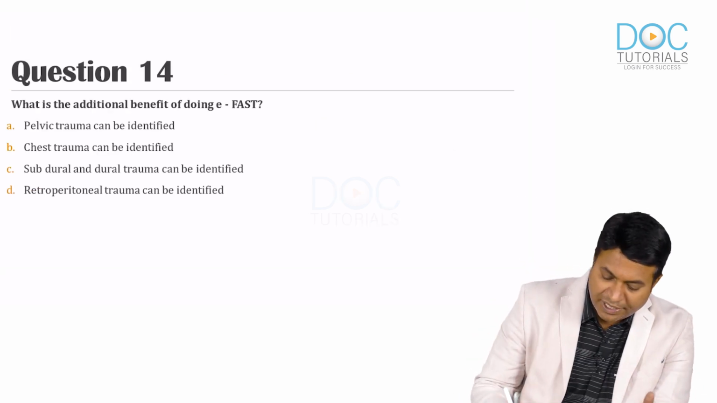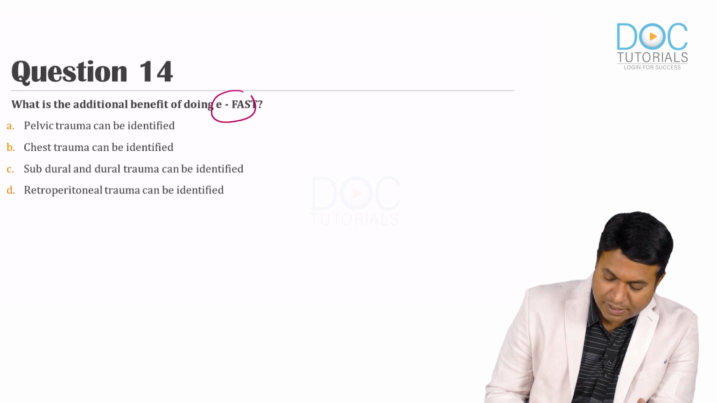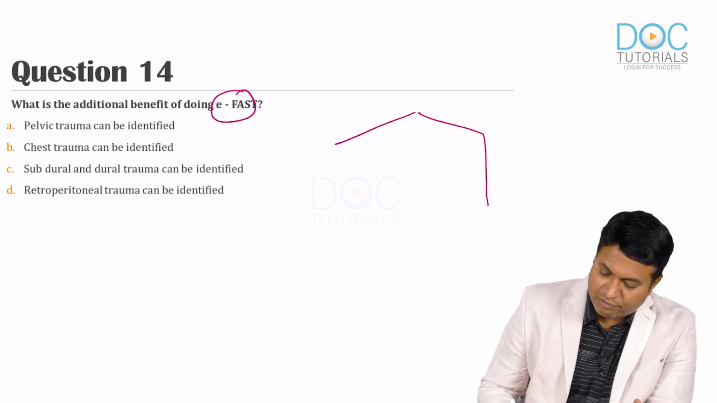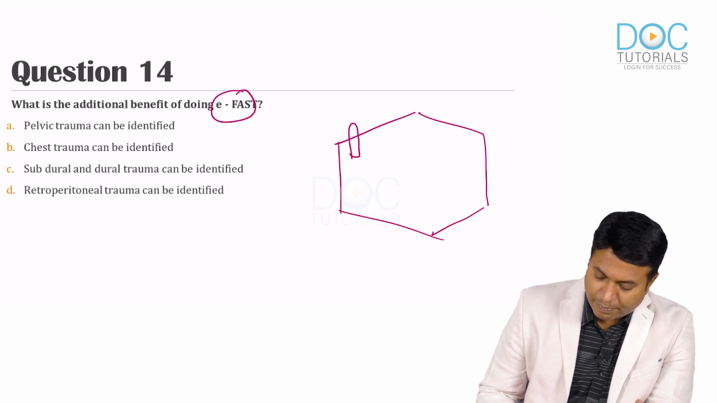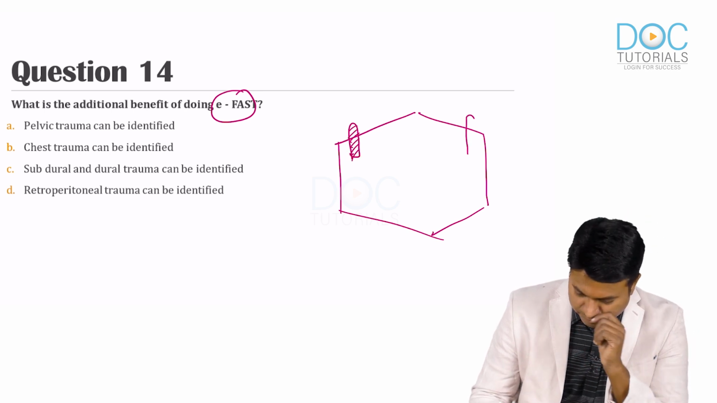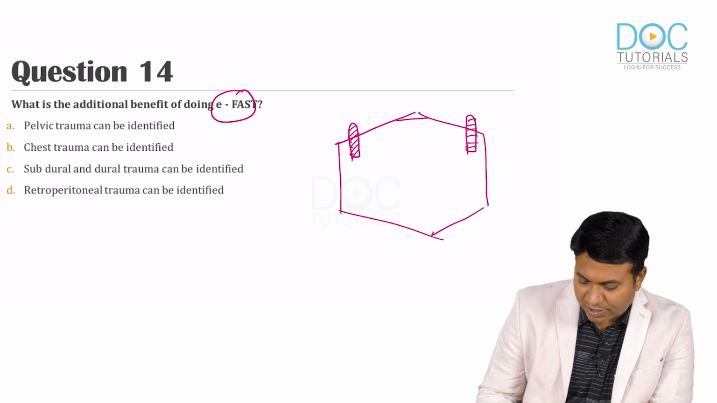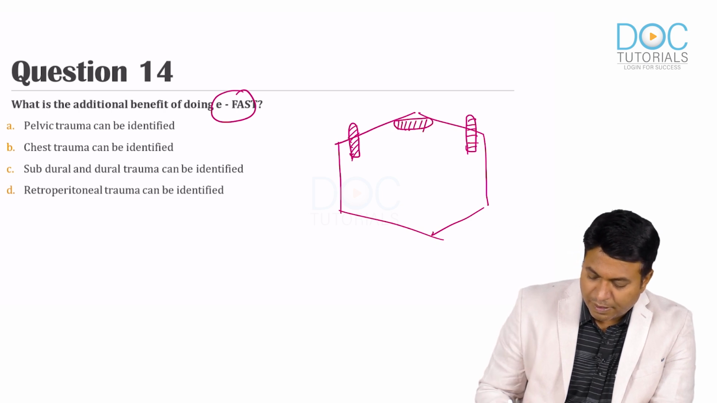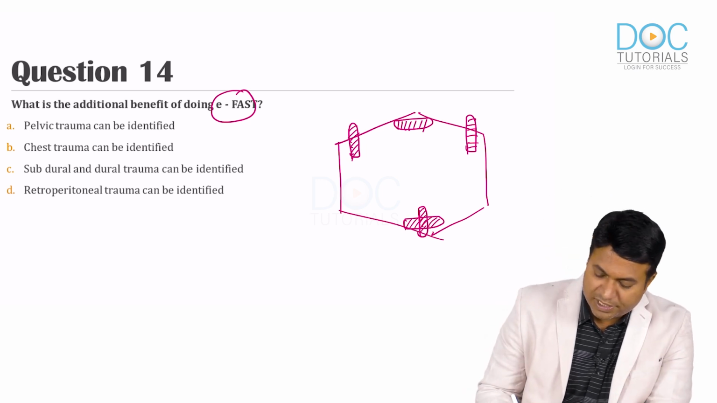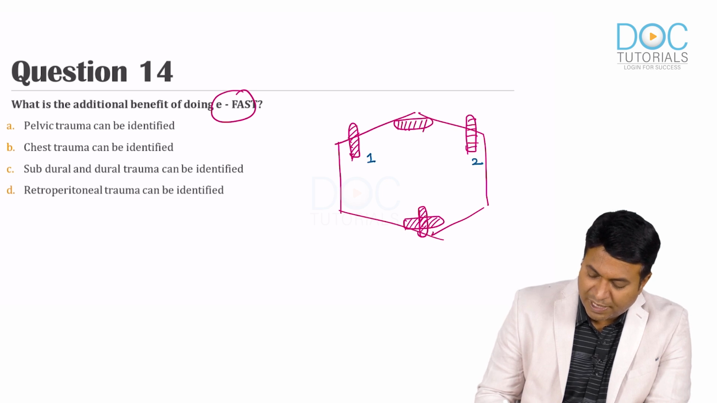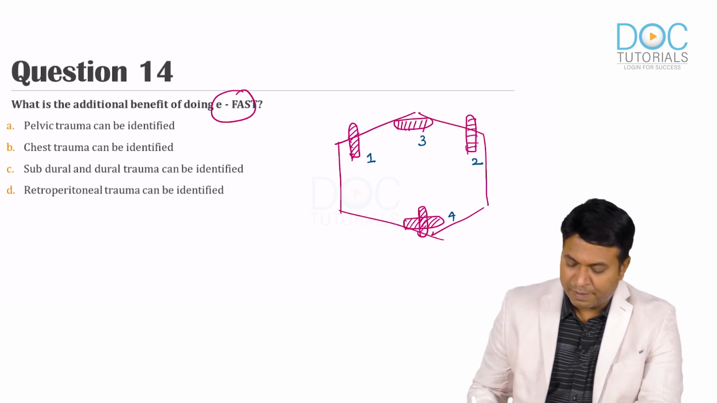What is the additional benefit of doing E-FAST? I hope you know this is the original FAST which was done for years together. We will focus on the liver, the spleen, the epigastric region, and the pelvic region. This is what we do routinely in a normal FAST. Four regions are focused: liver, spleen, epigastric region and pelvis.